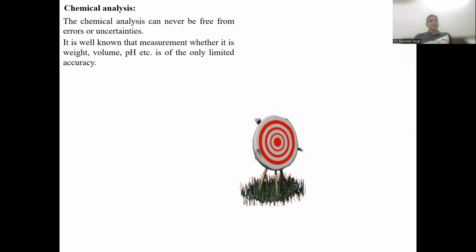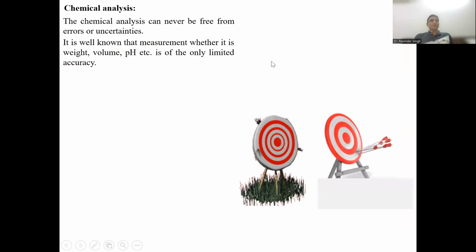As we already studied, chemical analysis can never be free from error or uncertainties, and it is well known that any measurement, whether we are weighing something, taking a volume, or measuring the pH, all these measurements have only limited accuracy.